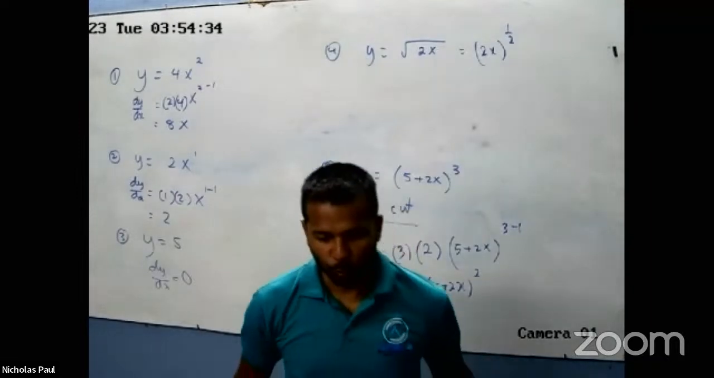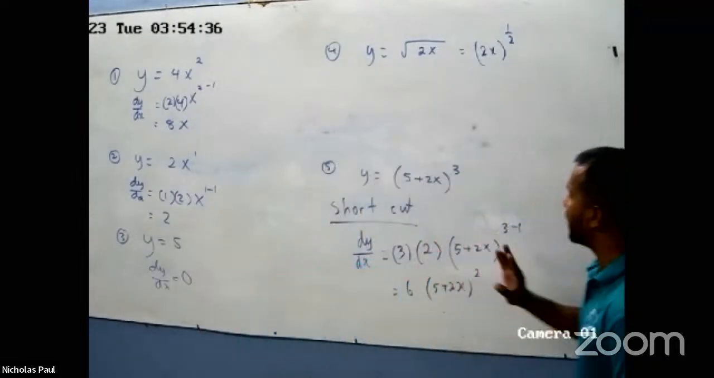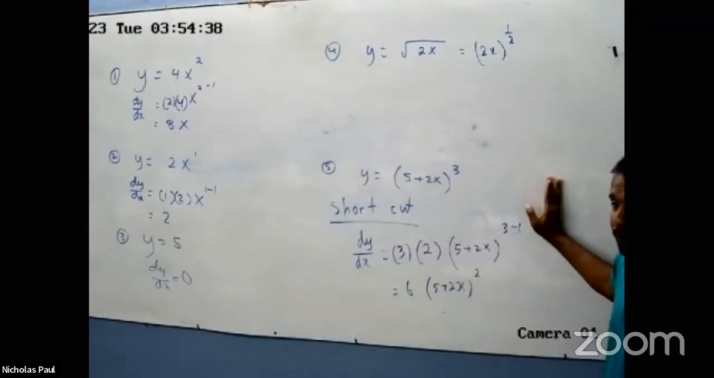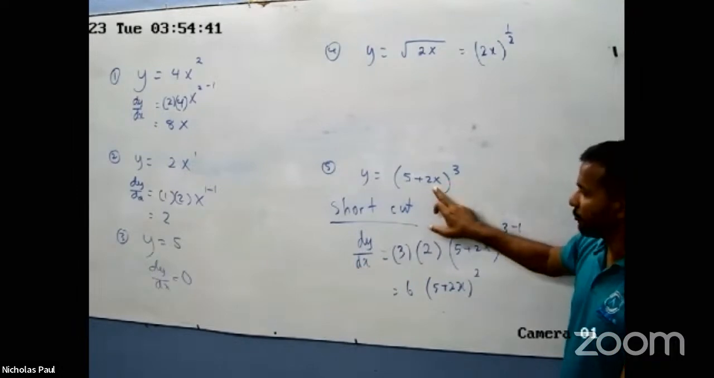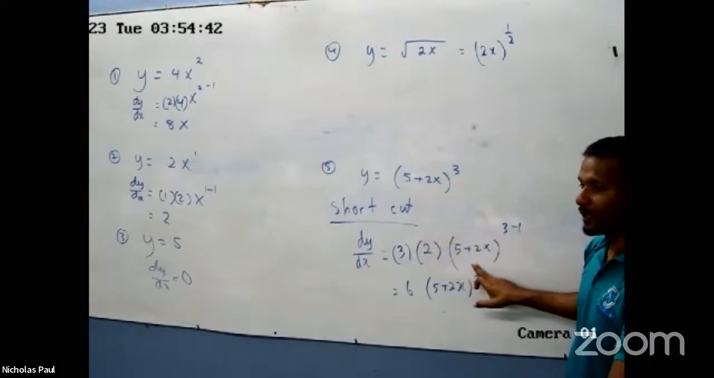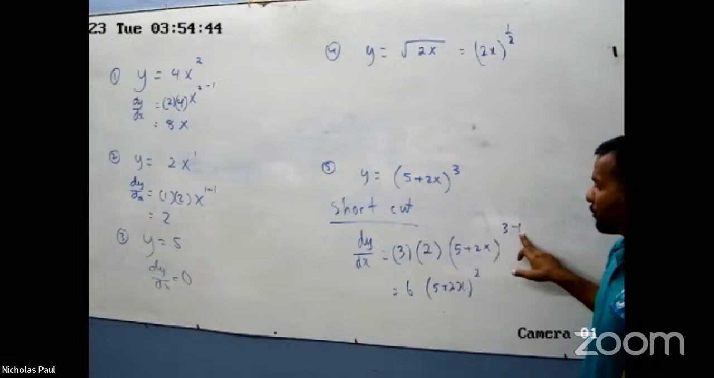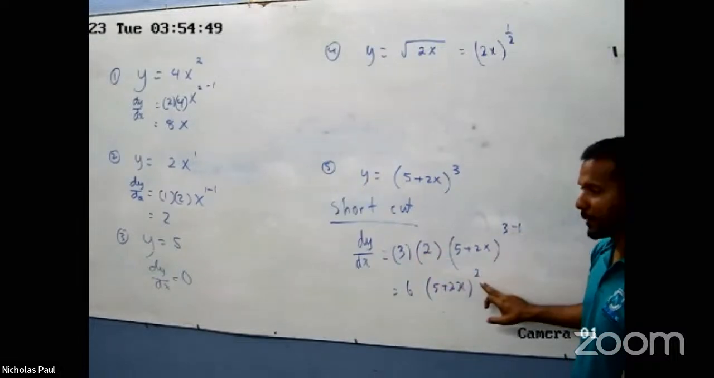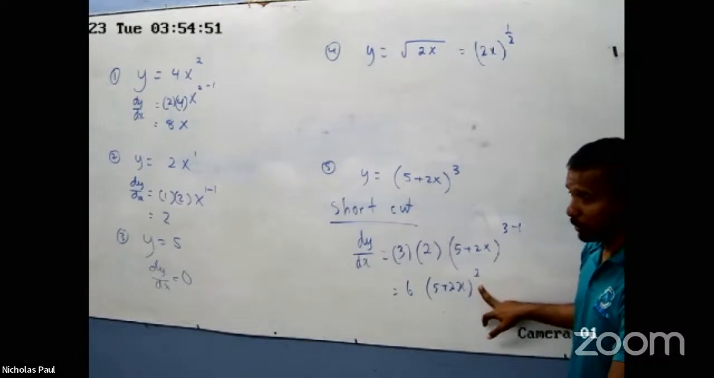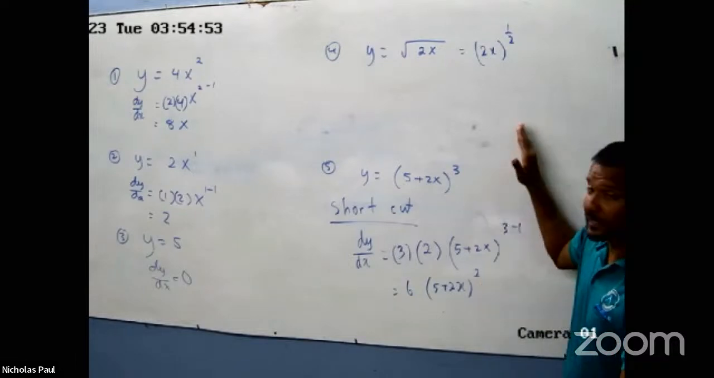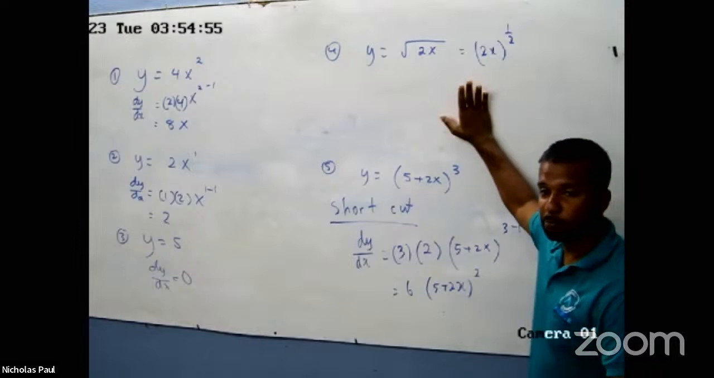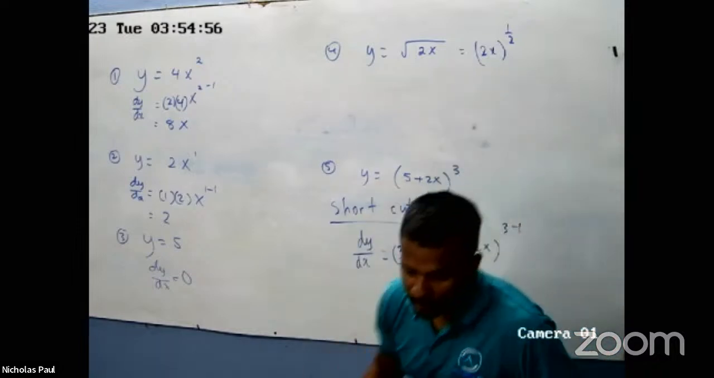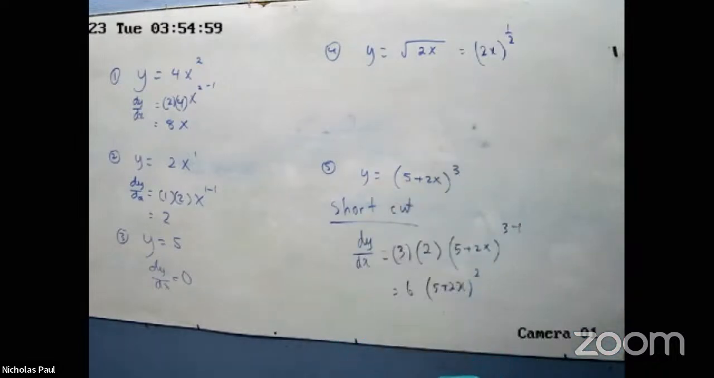Right, so let me just run over the four steps again. Bring down the power, differentiate inside the bracket, put back the bracket, and minus 1 from the power. 3 by 2 is 6. I put back the bracket and minus 1. Are you okay with that? Try it here, please.